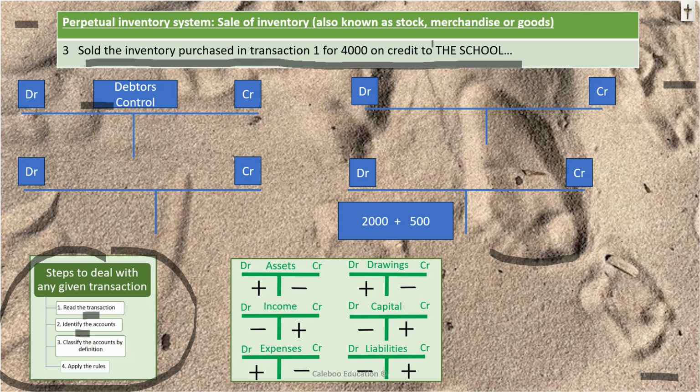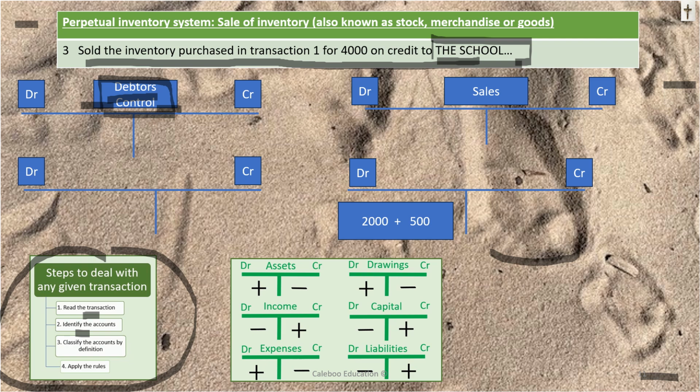We've sold it to a client of ours, the school. We sell these videos to schools, but in this video, the name of the client is the school. And if we sell on credit, the school becomes a debtor. Now, you might know this account, debtors control, as accounts receivable. It's a summary of all the individual debtors to whom we've sold on credit. A control account, debtors control.